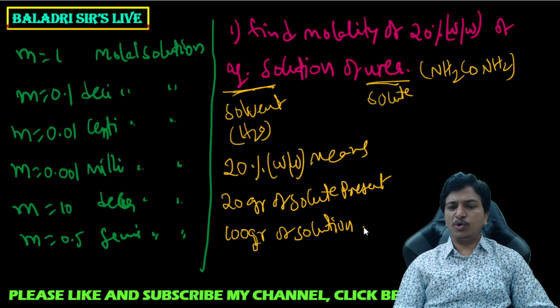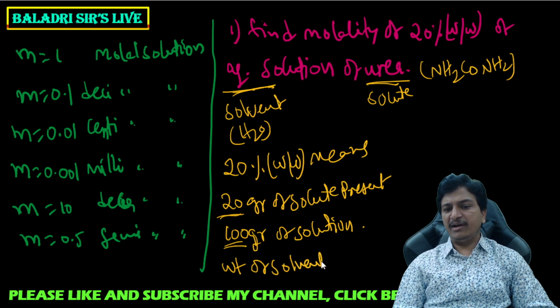20 grams of solute present in 100 grams of solution means here solute weight is 20 and weight of the solution is 100. From this we can find weight of solvent. Weight of solvent is equal to 100 minus 20, it is 80 grams. Now we have all the values.